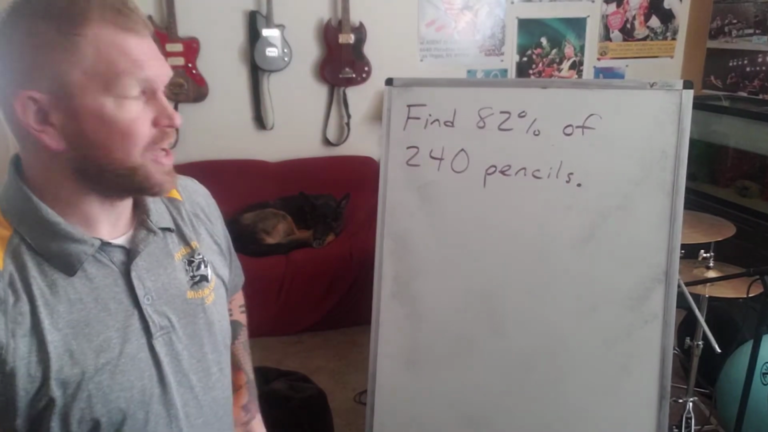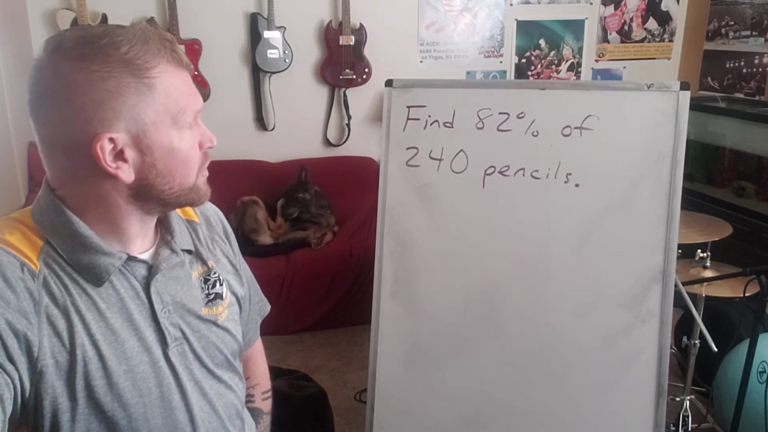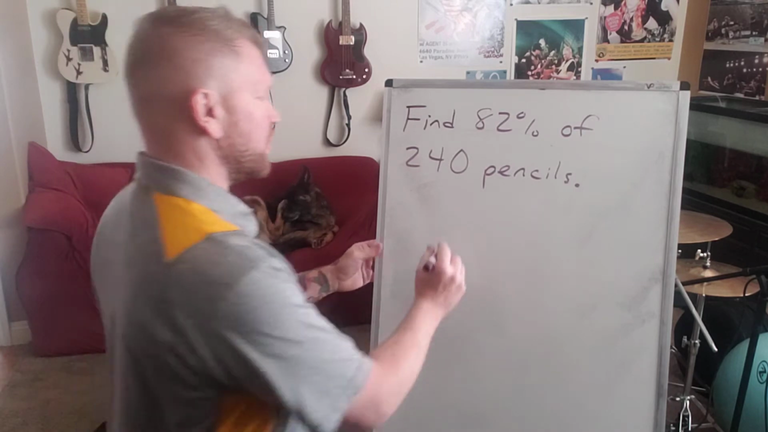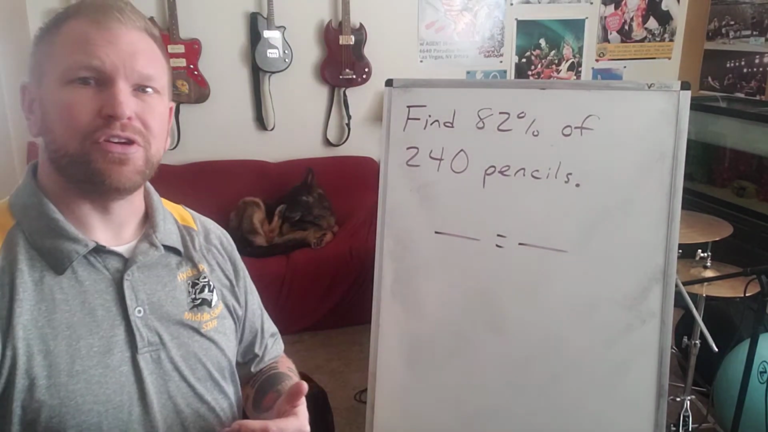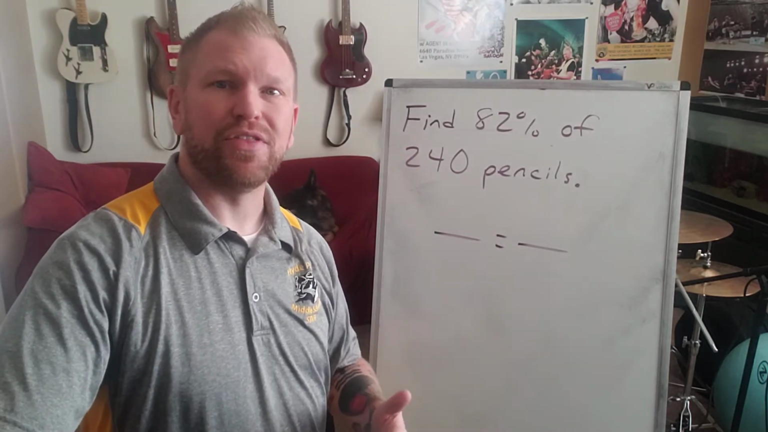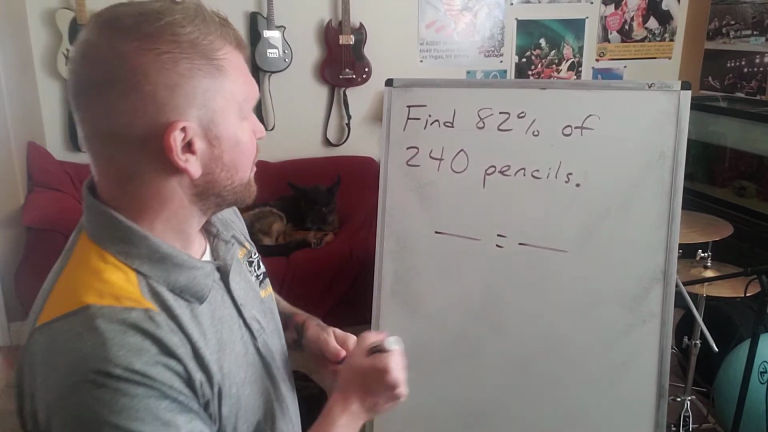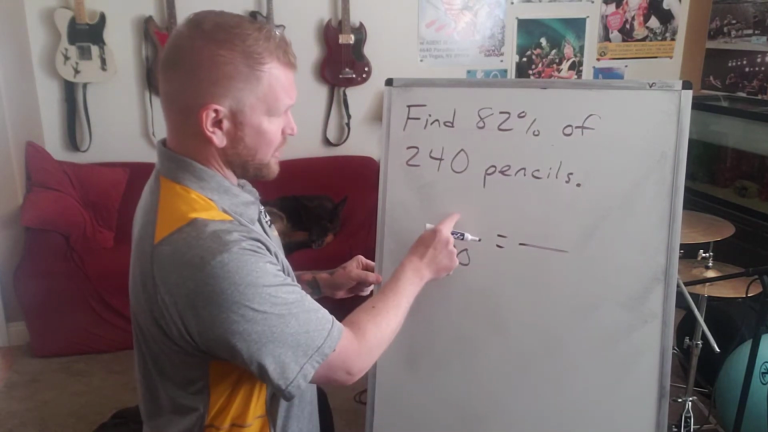Okay, so let's do this example. Find 82% of 240 pencils. All these problems can be solved by putting percent over 100, making it equal the is over the of. Here's what I mean by this one. I always start by asking, do I know the percent? Because remember, percent goes over 100. If I know the percent, it goes there.